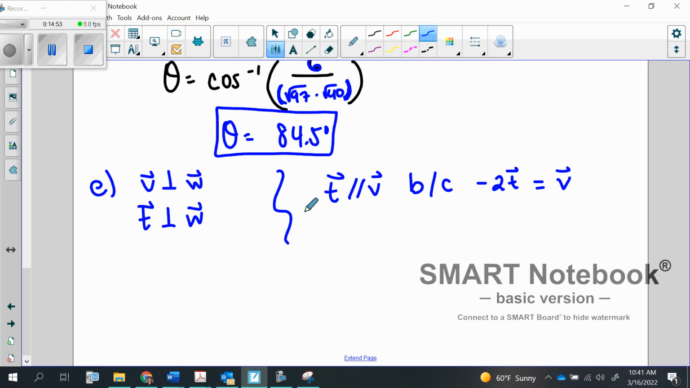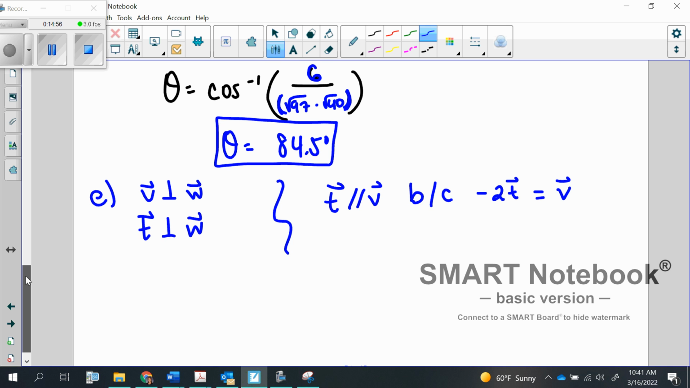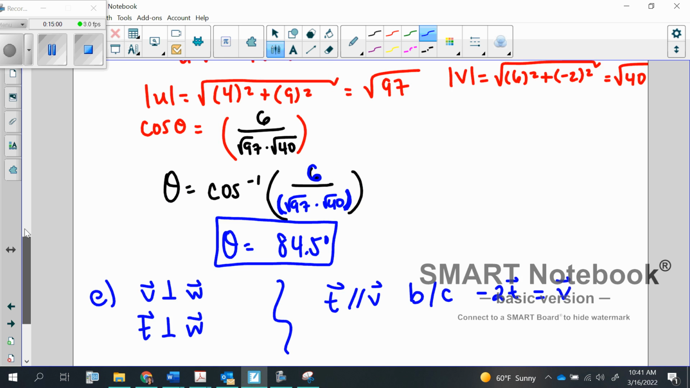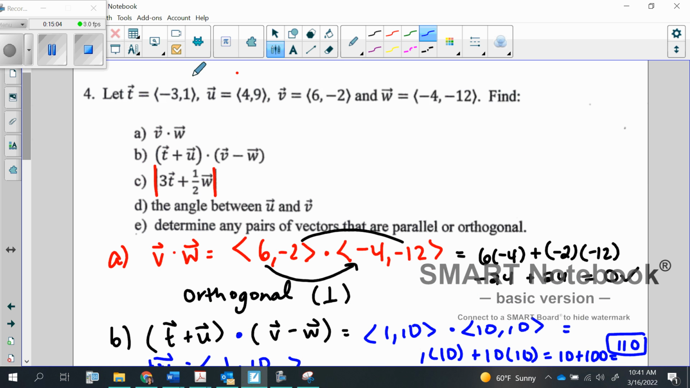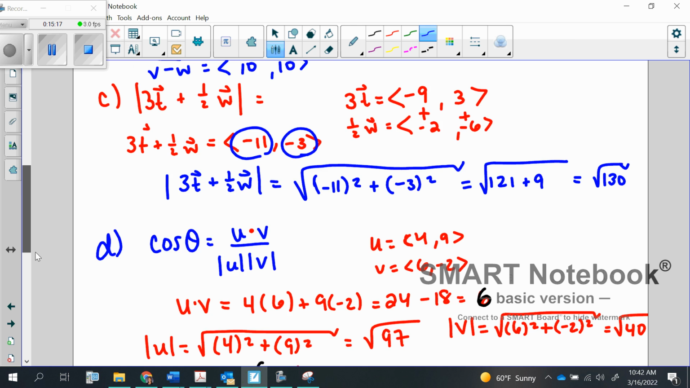There are no other vectors here where, if you multiply both the X and Y components by one number, you get the other vector. So we're looking at T and V. If I take T and multiply both the X and the Y components by -2, I'd get 6 and -2. That's why they are parallel, because one is a scalar multiple of the other.